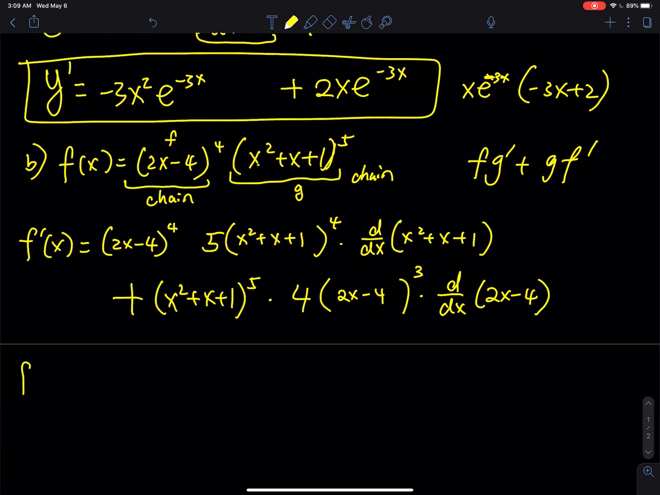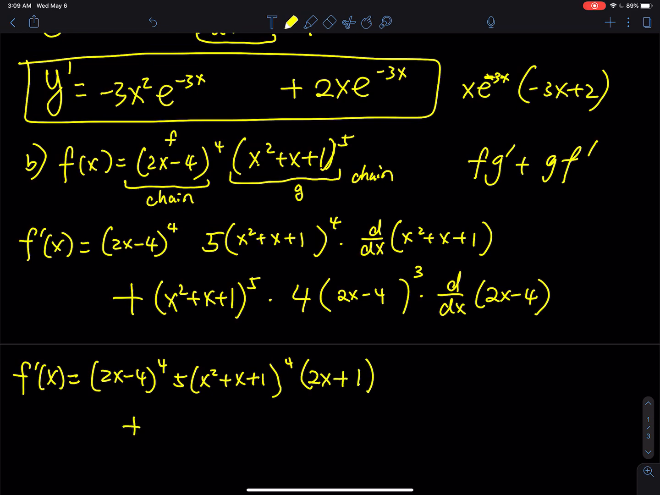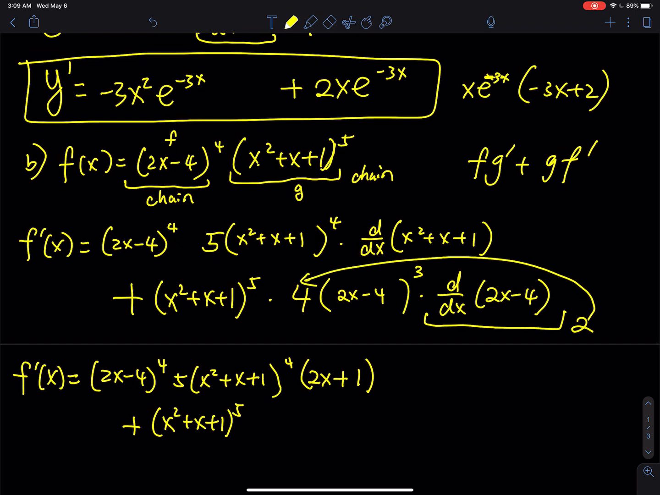So now let's bring all the pieces together. So we copy that, 2x minus 4 to the 4th, and then 5 times x squared plus x plus 1 to the 4th. The derivative of that is 2x plus 1, and then we add x squared plus x plus 1 to the 5th, and then the derivative of that is just equal to 2, right? And then the 2 times 4, you have 8 times 2x minus 4 raised to the 3rd.